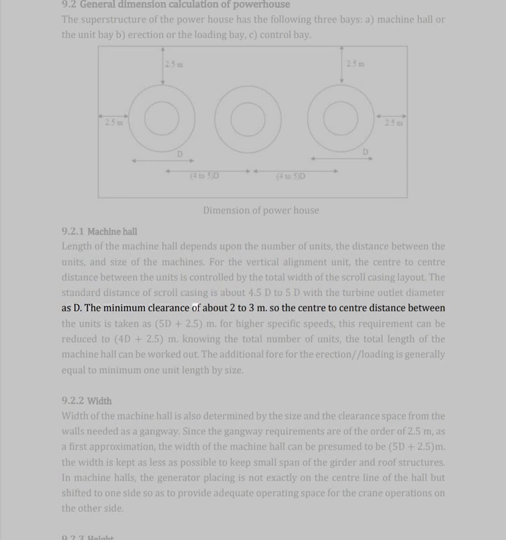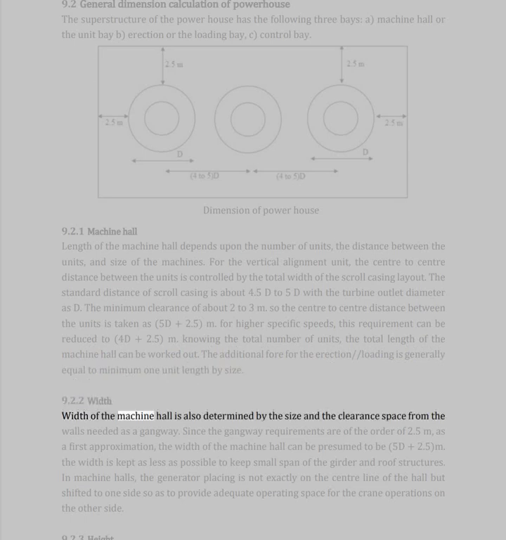The minimum clearance of about 2 to 3 m, so the center-to-center distance between the units is taken as 5d plus 2.5 m. For higher specific speeds, this requirement can be reduced to 4d plus 2.5 m. Knowing the total number of units, the total length of the machine hall can be worked out. The additional bay for the erection or loading is generally equal to minimum 1 unit length by size.